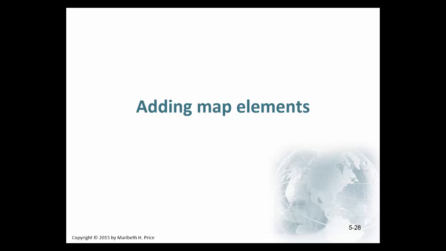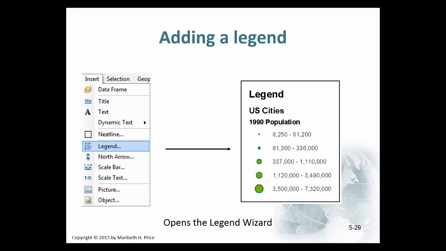There are several map elements that are added to create quality maps. All map elements are added using the Insert pull-down menu. Legends are found on most maps. They give the reader an understanding about the symbol shown on the map.